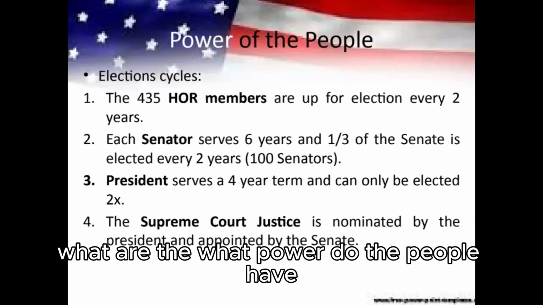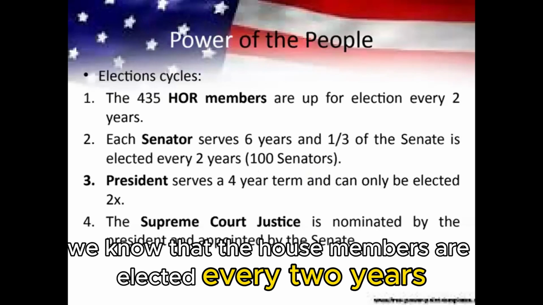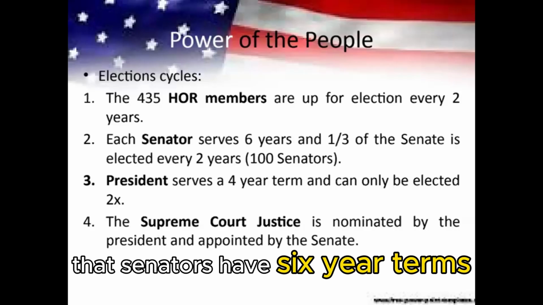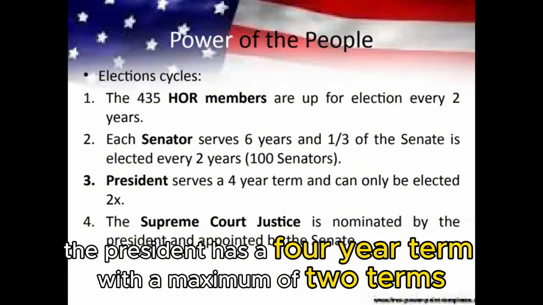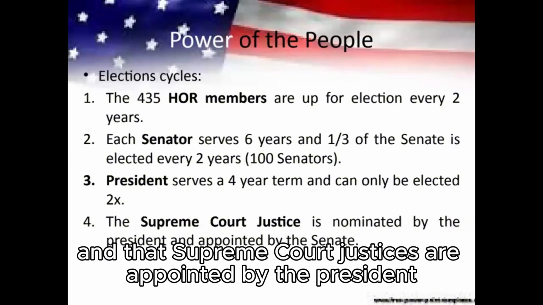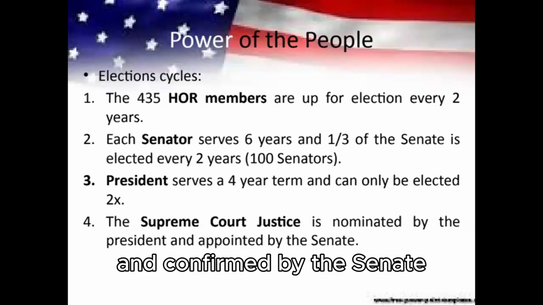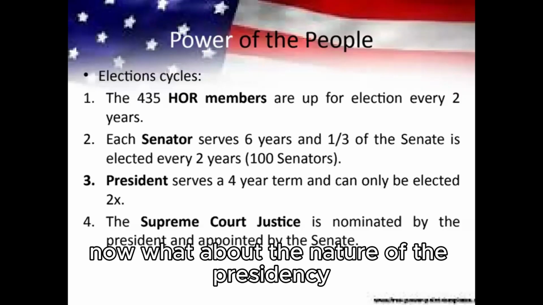Now let's talk about our election cycles. What power do the people have? We know that the House members are elected every 2 years, that senators have 6-year terms, the president has a 4-year term with a maximum of 2 terms, and that Supreme Court justices are appointed by the president and confirmed by the Senate.